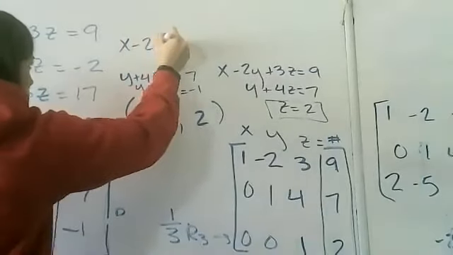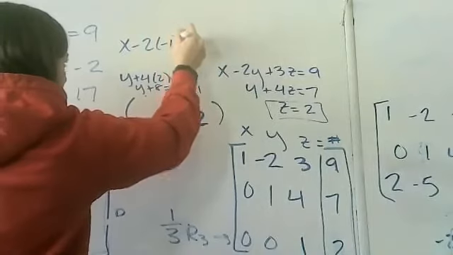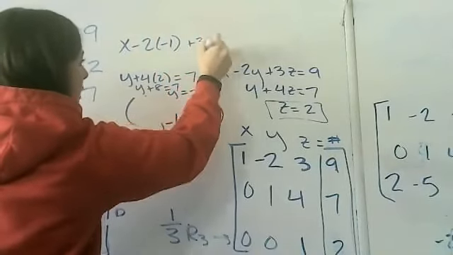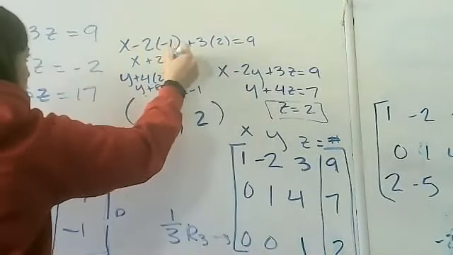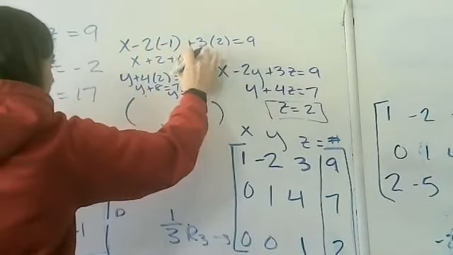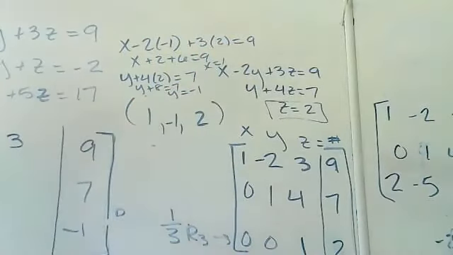Back substitute both -1 and 2 into my first equation to get x minus 2 times -1 plus 3 times 2 equals 9. X plus 2 plus 6 equals 9, or x equals 1. Solutions to this were 1, -1, and 2.